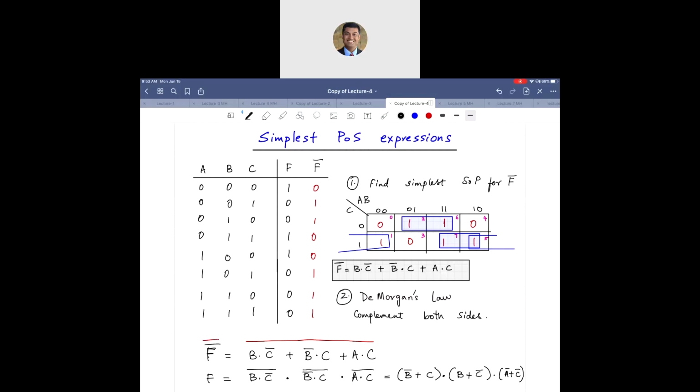So you can reach the simplest product of sums expression for F in both these ways. So this is F. This is my final answer here.